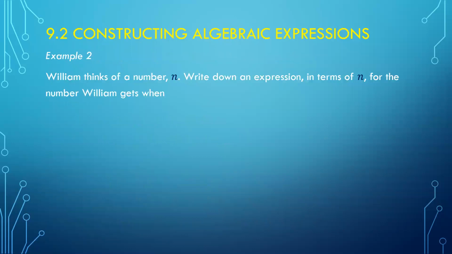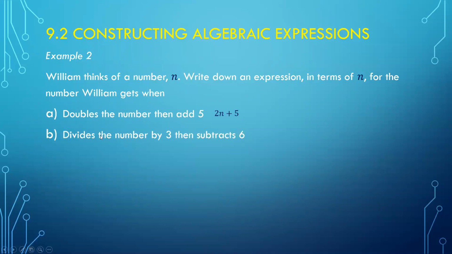Okay. For example 2, let's say William thinks of a number n. I don't know what the number is, so I represent it with the letter n. The question asks you to write down an expression in terms of n. That means our answer must include n for the number William gets when, A, he doubles the number, then adds 5. When he doubles the number, that means he multiplies 2 with n, then plus 5. This is the answer.